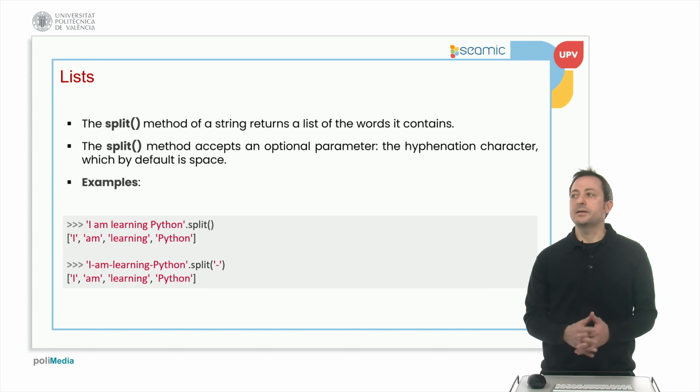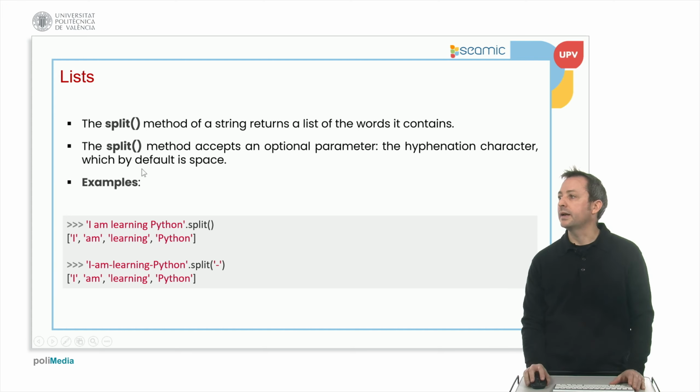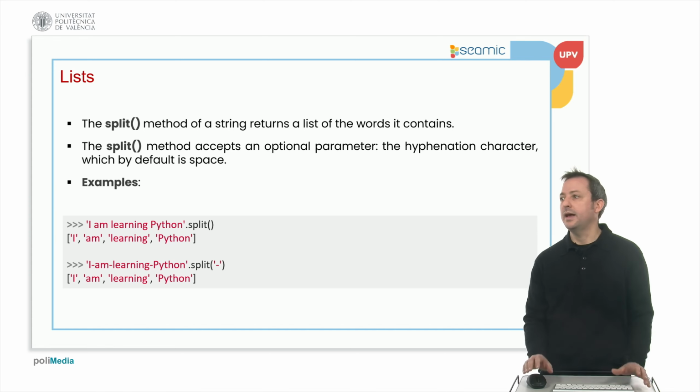Other properties, methods, and functions can be used, for example, the split function. In a similar way to the string operator, if we split, this function will return a list of words. So here we are combining strings and lists. This is the default behavior of this method.